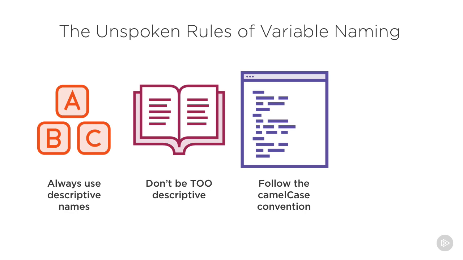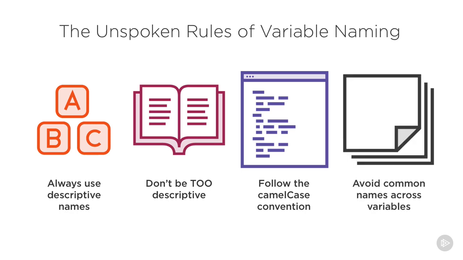Third rule, follow the Camel case naming convention. This generally means starting your variable names with a lowercase letter, having no spaces, then capitalizing the first letter in every word thereafter. Also, generally, no numbers.